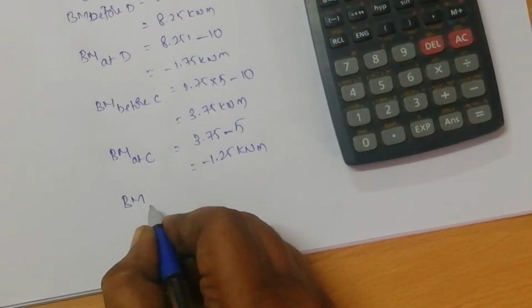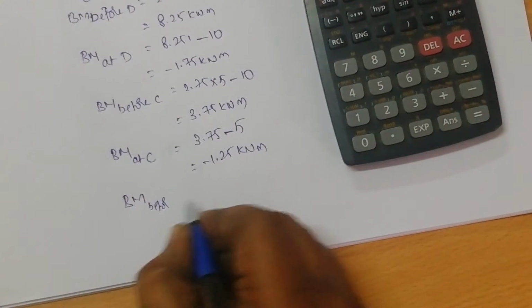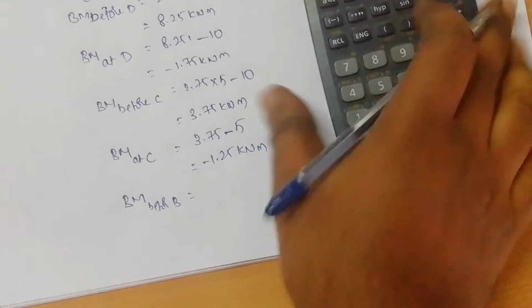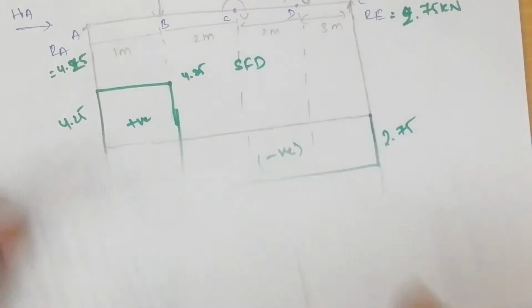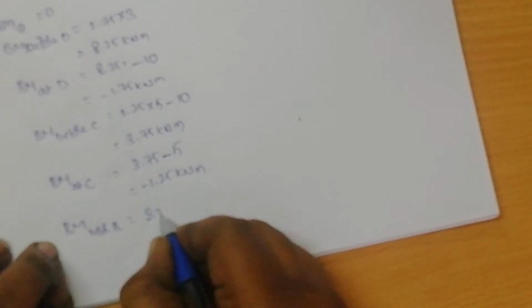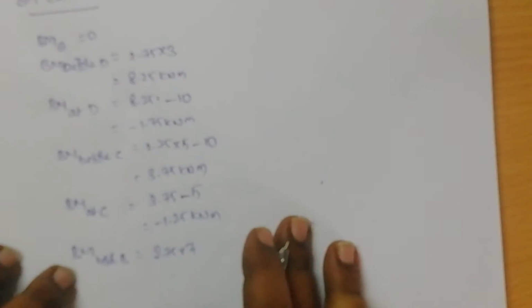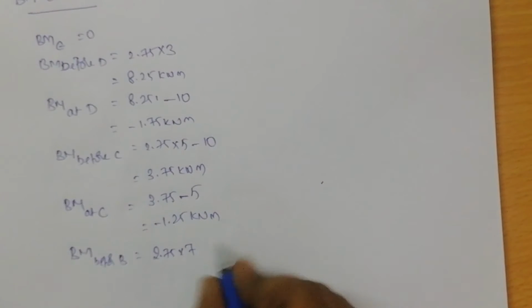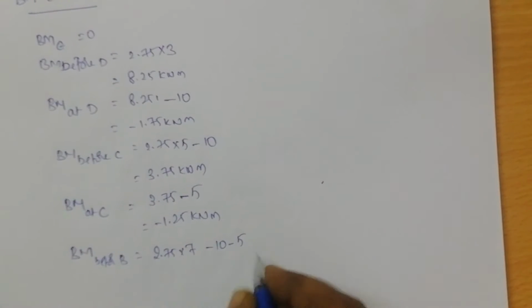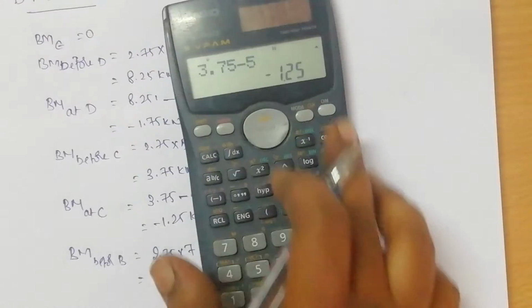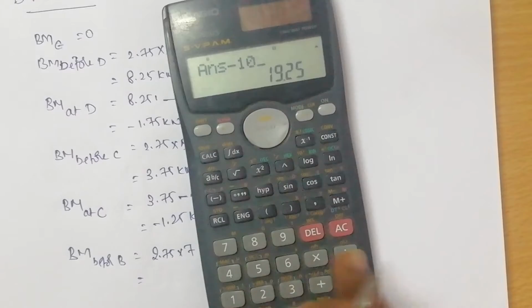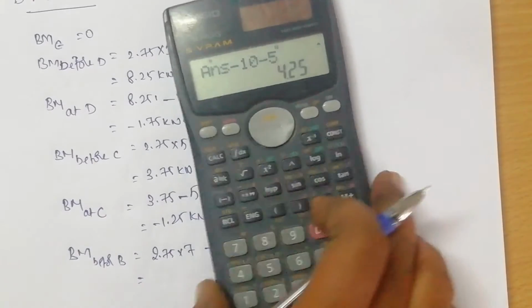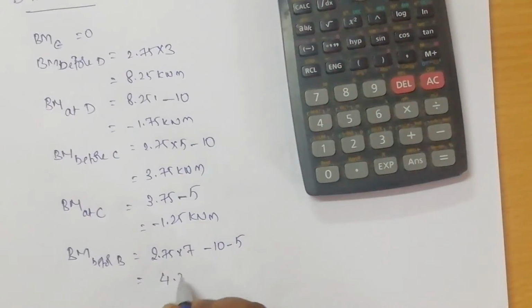Bending moment before B point. Let us take the values. RB into the distance till B point, which is 2 plus 2 plus 3, 4 plus 3 is 7. That is 2.75 into 7 minus 10 minus 5. So how much value will we get? Let us check, 2.75 into 7 minus 10 minus 5. We will get it as 4.25.